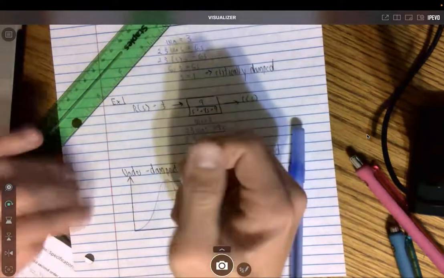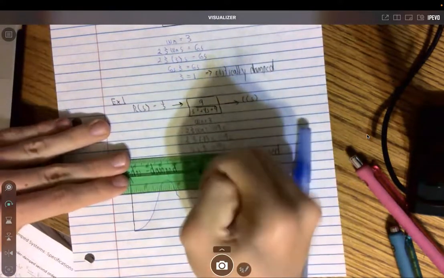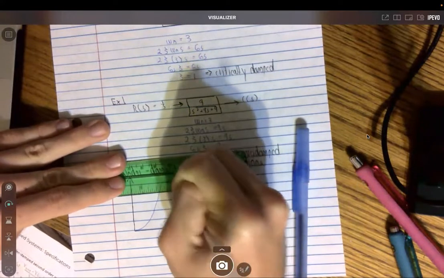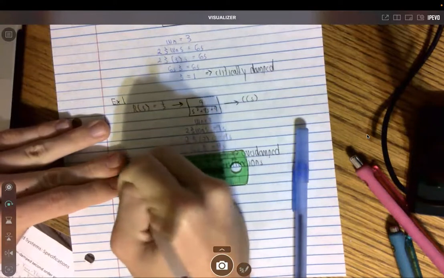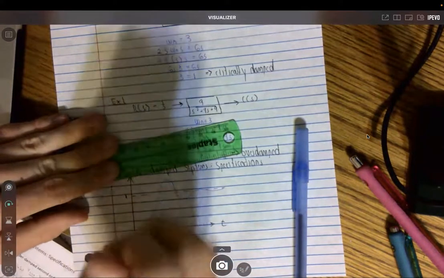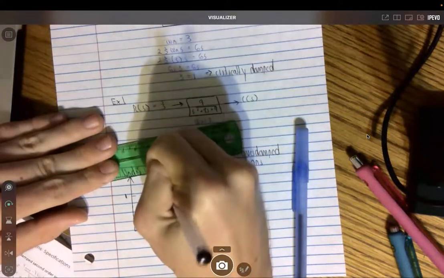And so think of our response. It's going to go to 1, of course, the unit step response. So this will be our 1 point. And so what we notice right here is this is what we call the overshoot.